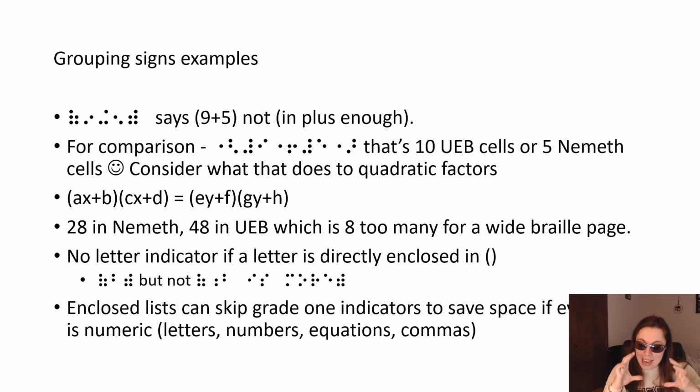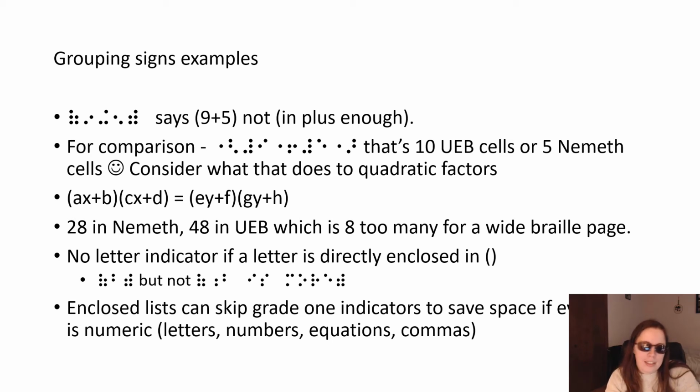Inside grouping indicators, if they're paired like that, the open and close, if you have a letter inside there, you do not need any English letter indicator or grade 1 indicator inside of it. But if there's a whole phrase, then you would need an English letter indicator for a letter, even if it was starting right after it. So there are some limitations on boundaries on the assumed numeric mode that it starts.